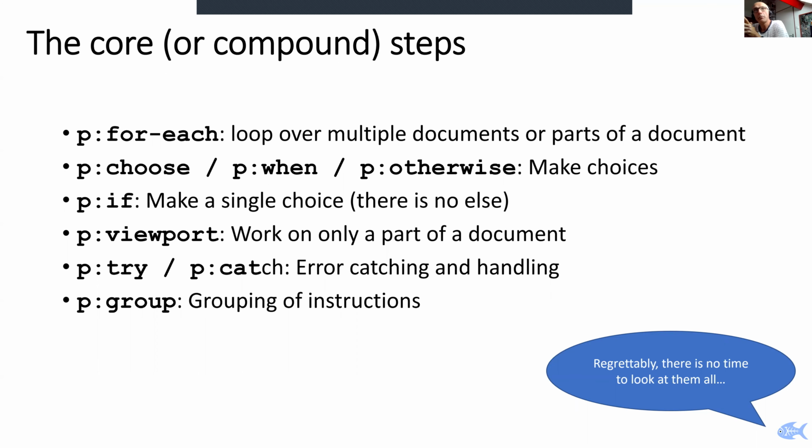For-each, I'm going to talk about. p:choose not, but you can probably guess what it does. p:if is like a p:choose without a p:otherwise. There's an XSLT version of an if as well. It looks like that. As a viewport, we're going to handle that. p:try, p:catch is for error handling, and p:group is for grouping instructions.